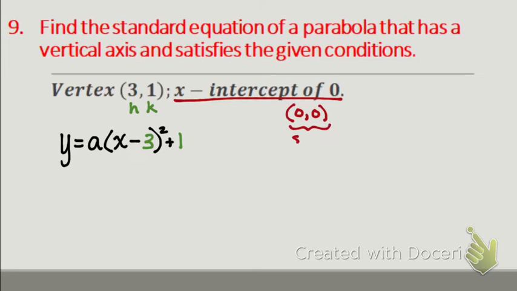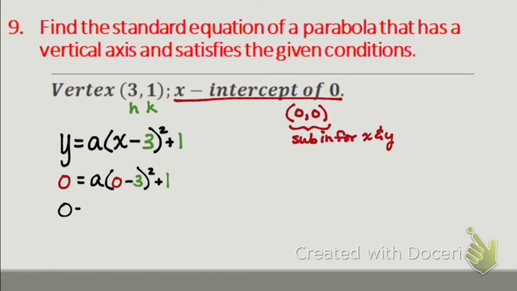So this is what we're going to sub in for x and y. So 0 in the place of y, 0 in the place of x, and away we go. 0 minus 3 squared, 9. So I have 0 equals 9a plus 1.